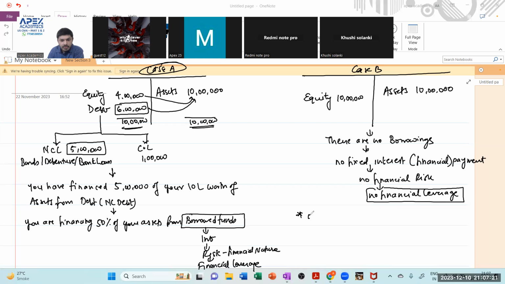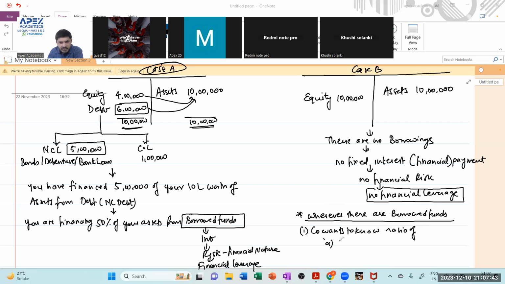Now, wherever there are borrowed funds, number one, the company wants to know the ratio of borrowed funds and total assets. Number two, borrowed funds and equity. Why? They want to have a proportion between outsiders and owners.